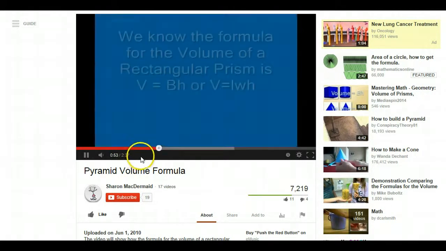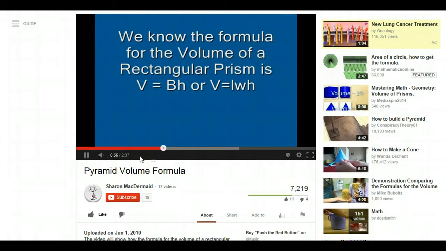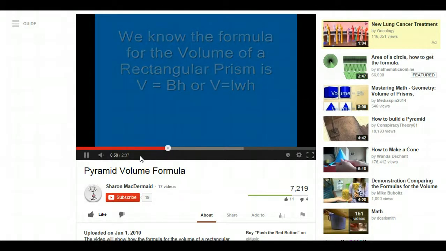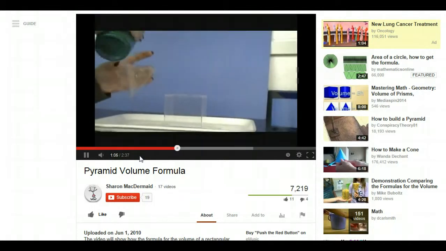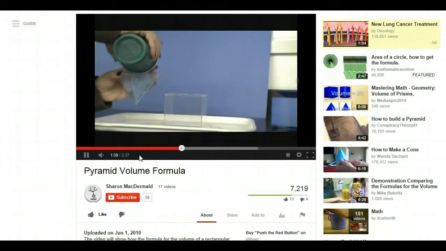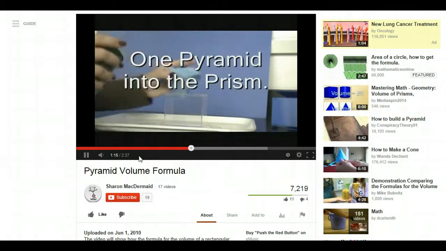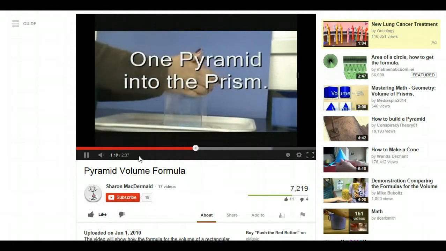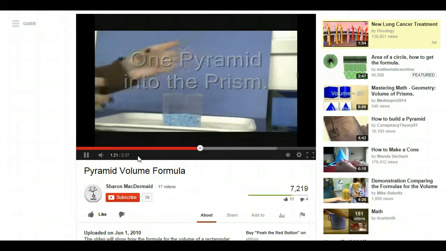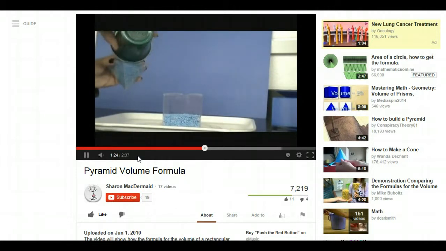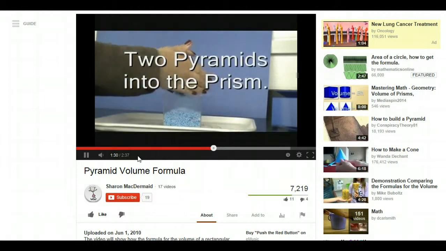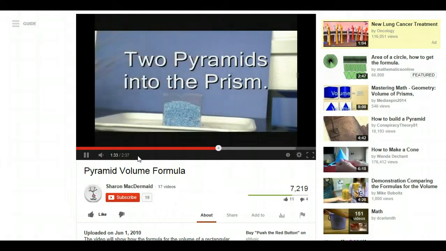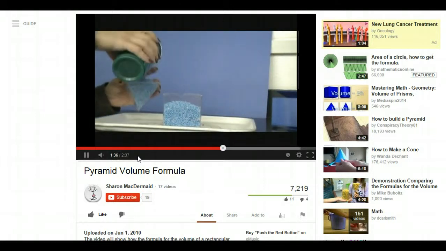I'm sort of impatient skimming along, but we know the formula for volume of a rectangular prism is B, they're using B for the area of the base. So let's use the pyramid to fill up the prism and see what happens. Somebody's smart. Usually they do this with water, and then there's water all over the place. One pyramid, and how full does that look to you? Two pyramids. Wish you'd have shaken it just a titch more, but how full does that look?